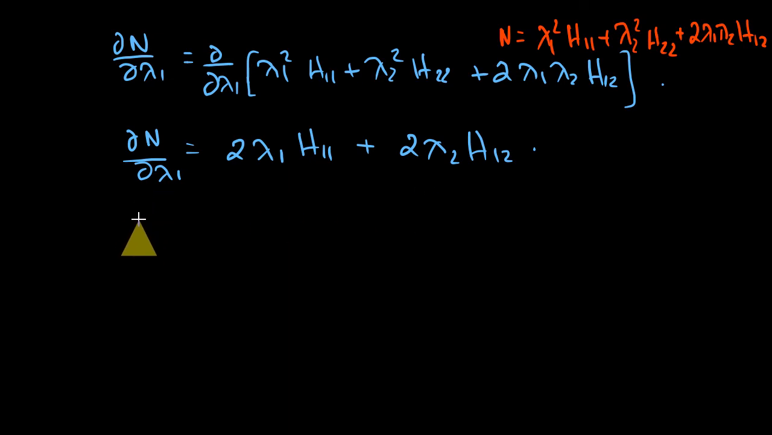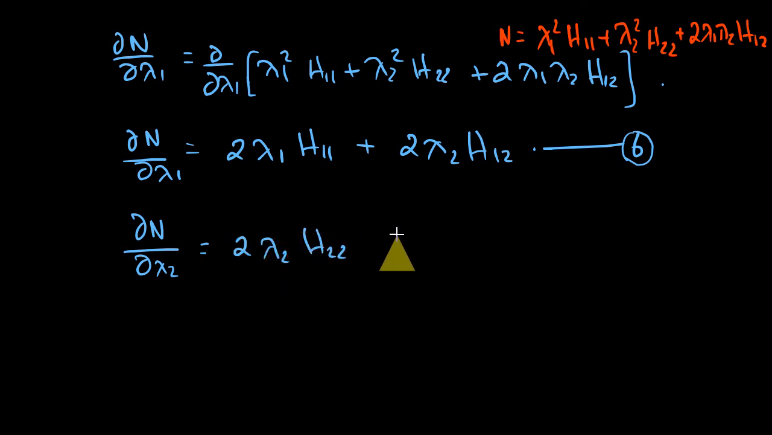Let me call this equation number 6, since the previous one was equation number 5. Now we are going to find dou n by dou lambda 2, which is dou by dou lambda 2 of this quantity. The first term has no lambda 2, so it vanishes. The differentiation acts on the second term, from which we get 2 lambda 2 h22. From the third term we get 2 lambda 1 h12. Let me call this equation number 7.